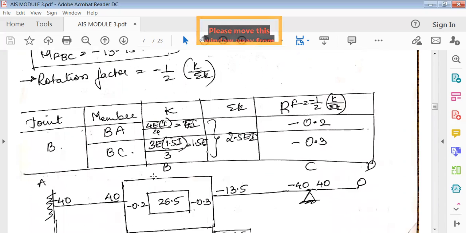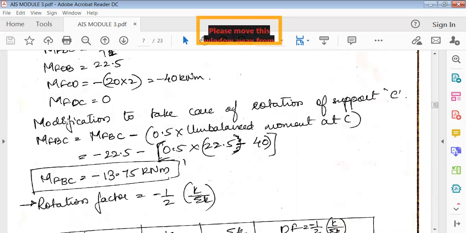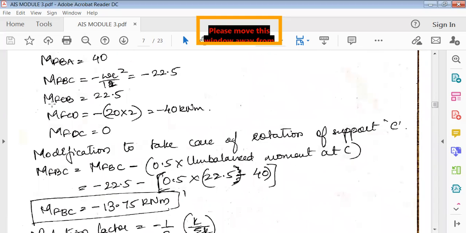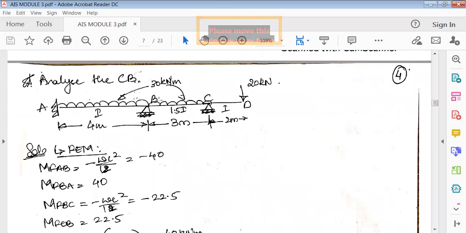Okay, actually I've written here 13.5, it's actually 13.75. All right. So 13.75. Now this is the moment I should write here. Now actually if you see here, it is MFCD. MFCD is minus 40. MFCB is 22.5. But this 22.5 we have transferred already to B here. Actually 22.5 exists in this portion. That moment we have transferred to B.